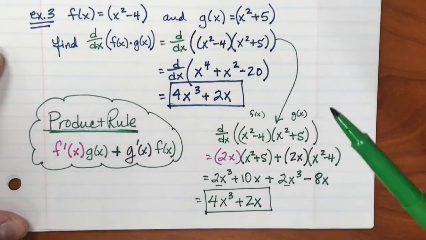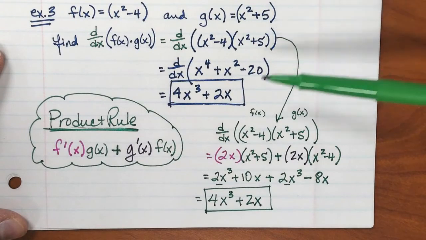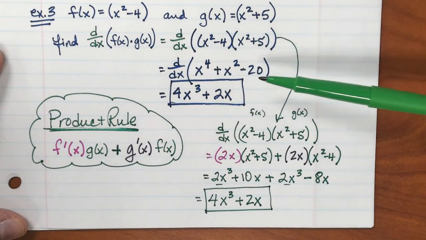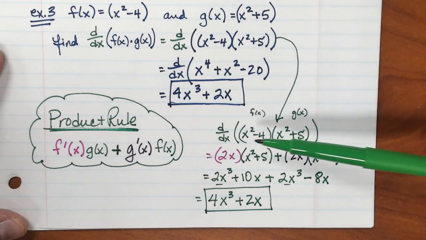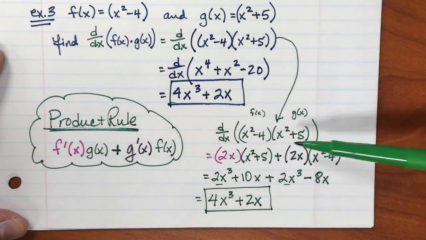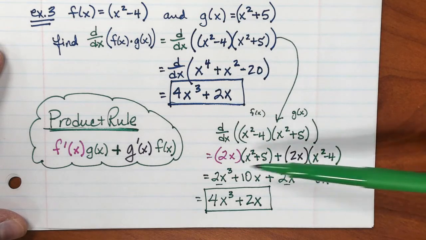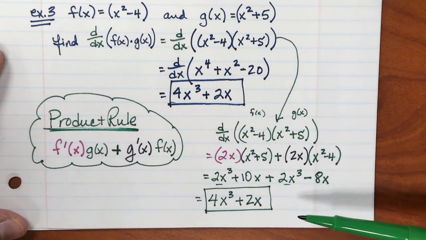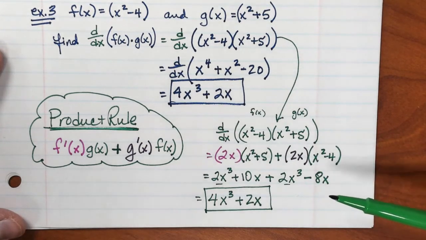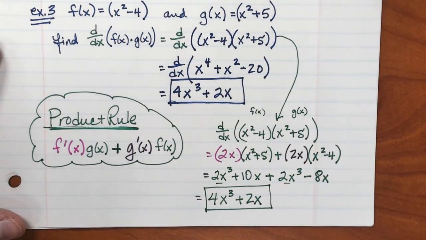Okay? Now, when you look at this, we FOILed that out and we took the derivative of each term. Here, we took the derivative times the other function, the derivative times the other function, we had to combine like terms. Yes, there is an additional step here. But as I said before, there are times when you will not have a choice and you will have to do it with the product rule.